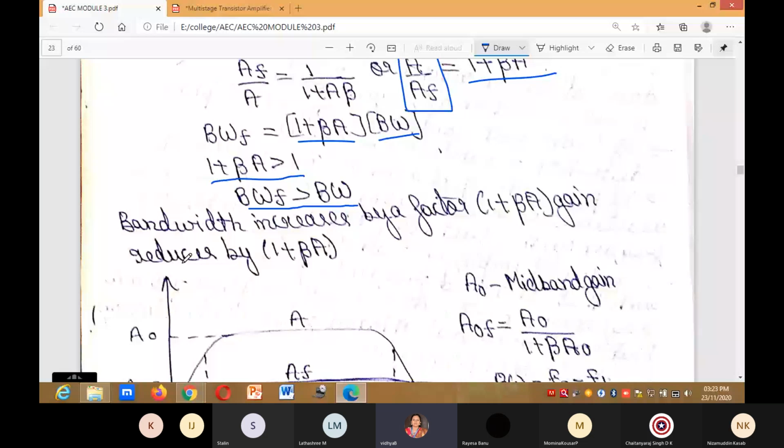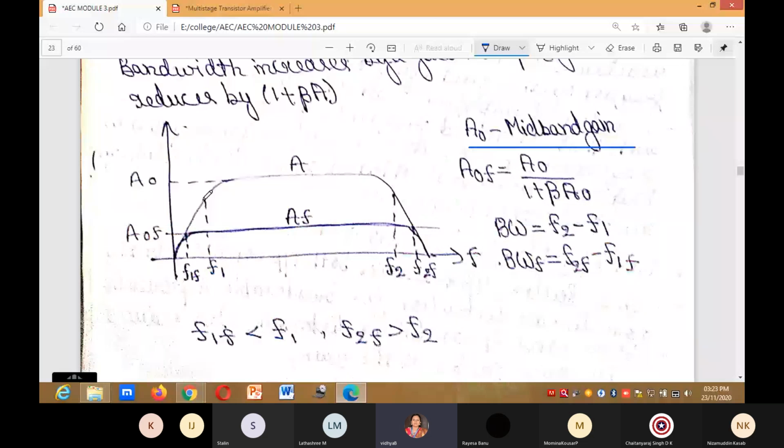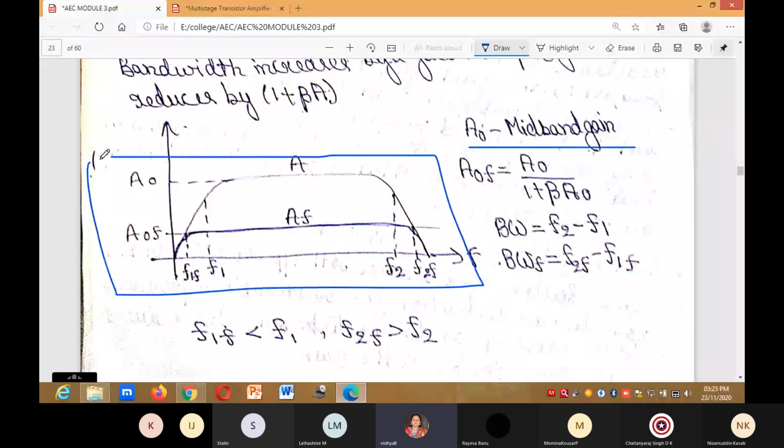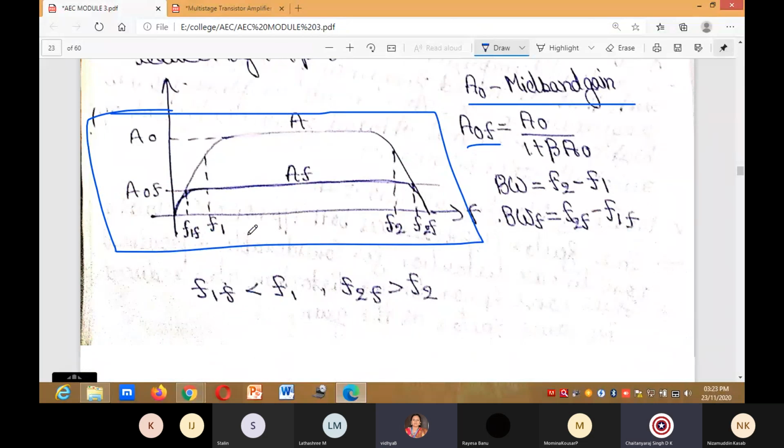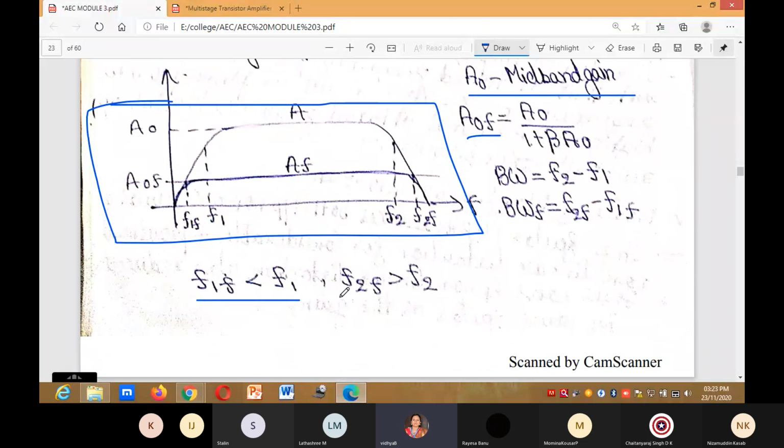As the gain decreases, the bandwidth depends on this factor. A naught is the mid-band gain in this graph. A naught F is equal to A naught divided by 1 plus beta A naught. BW is equal to F2 minus F1. BWF is equal to F2F minus F1F. This is the graph for that. F1F is less than F1, F2F is greater than F2.